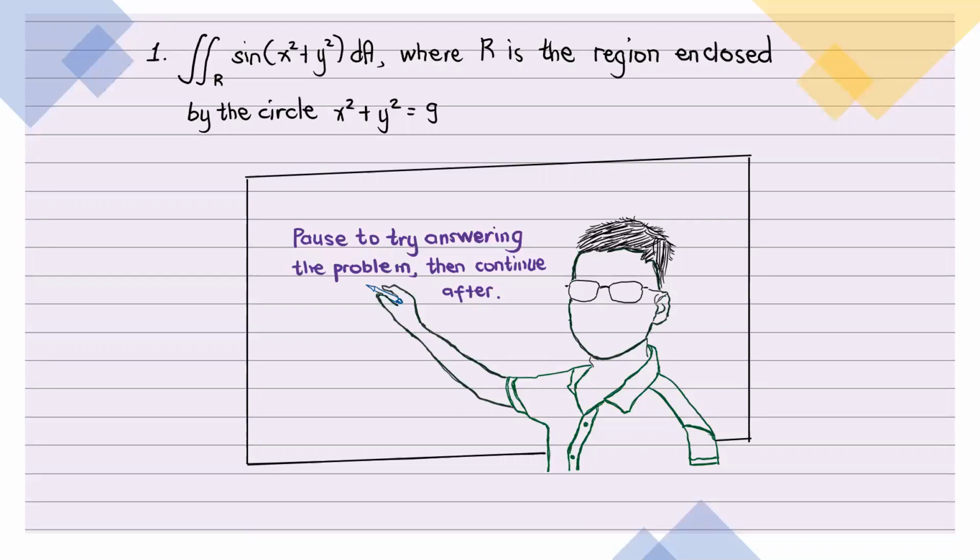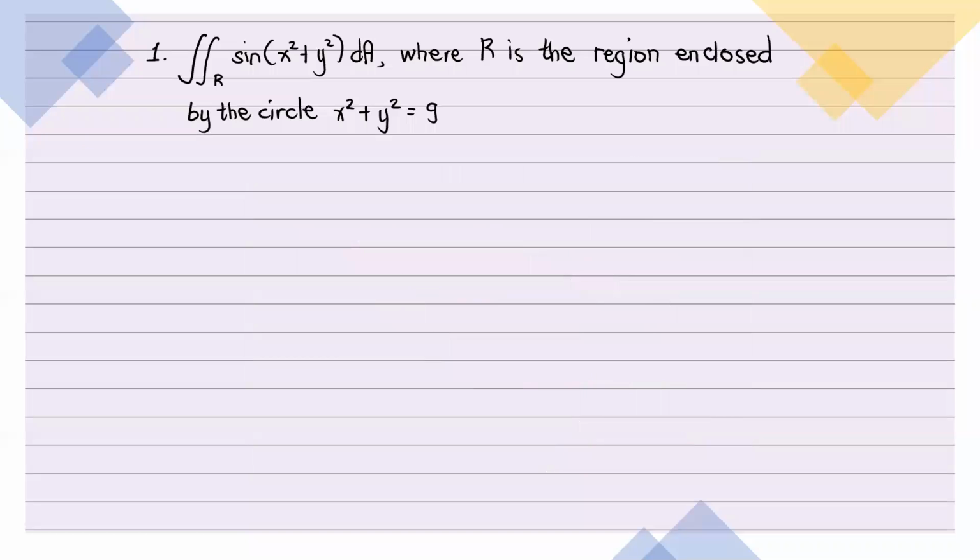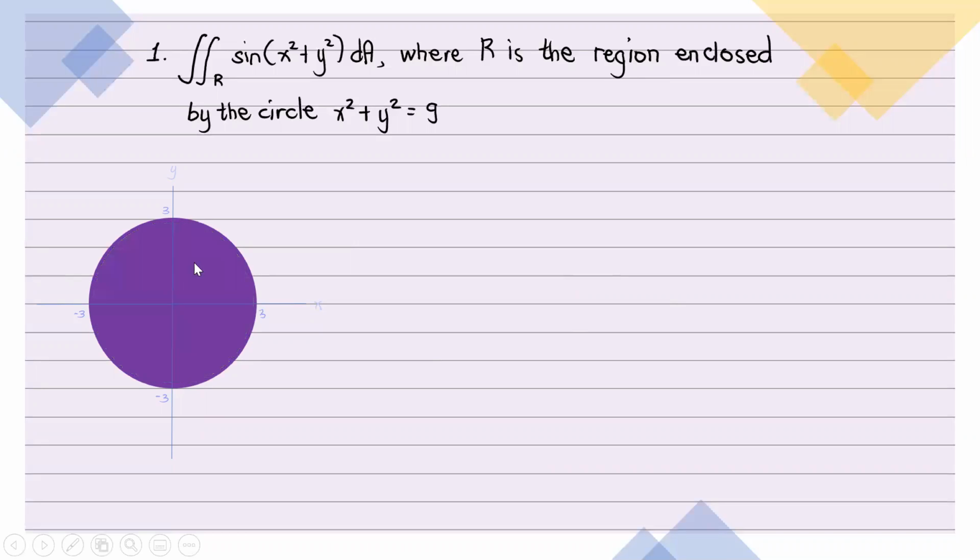Let's go. So dito, sketch muna natin yung region of integration. We have the circle x squared plus y squared equals 9. So centered at the origin with radius square root of 9. So radius 3. So we have the following. The region we want is enclosed by this curve. So we have this purple region.